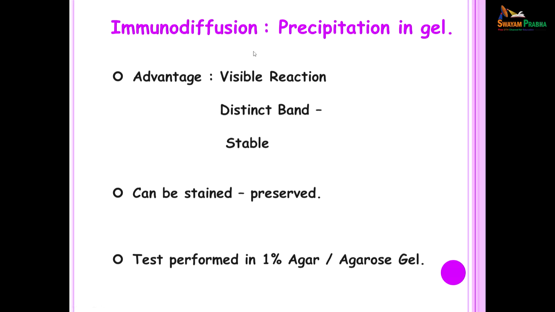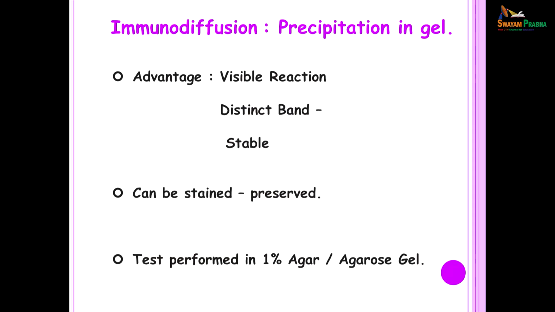Now, I move on to immunodiffusion tests. These tests basically use the principle of precipitation in gel, and the advantage of this is that the reaction is easily visible because of the presence of a distinct band. These bands are stable, they can be stained and preserved, and the test is performed in 1% agar or in agarose gel. Agarose gel is a more refined form of the agar.